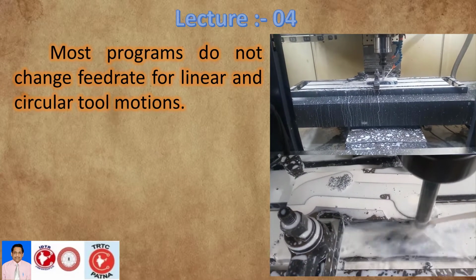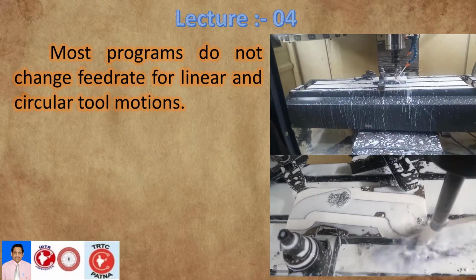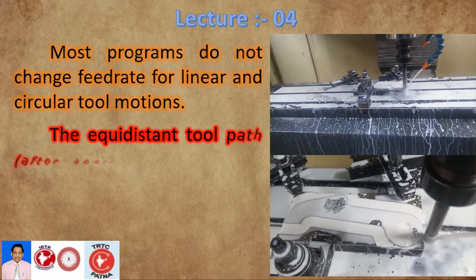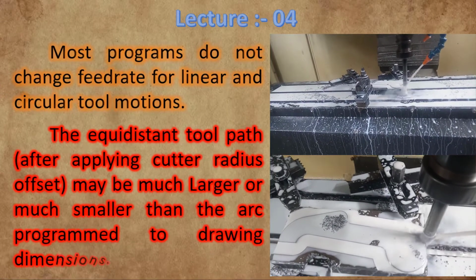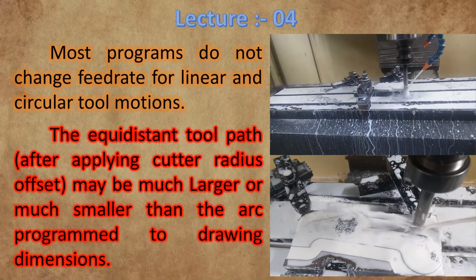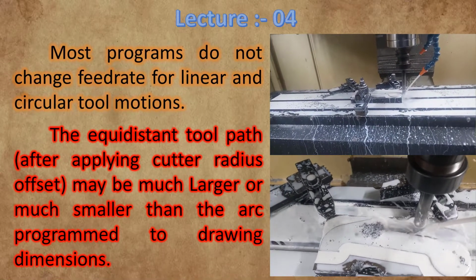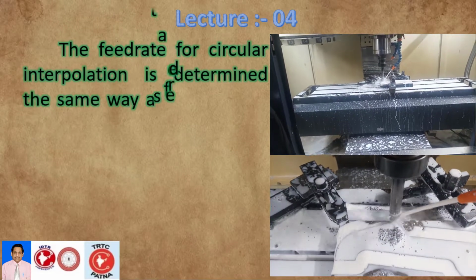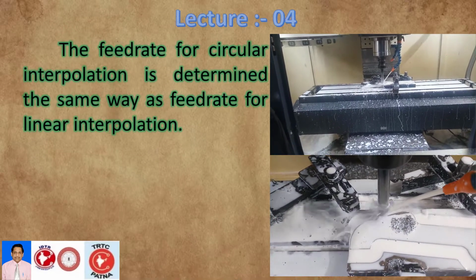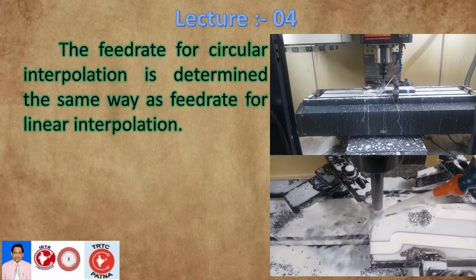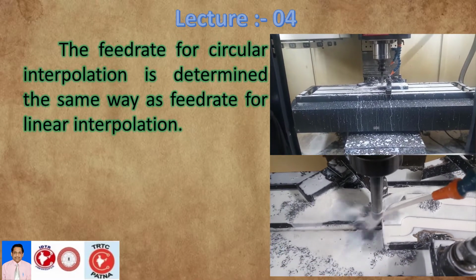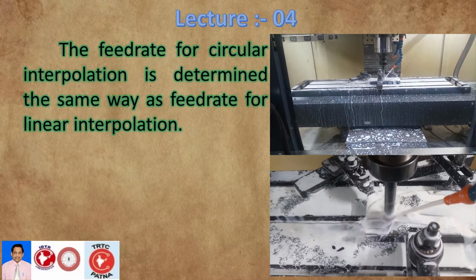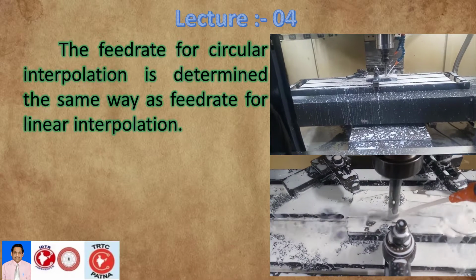The larger the cutter radius, the more reason the cutting feed rate for a programmed arc will need some correction. In case of arc cutting, the equidistant tool path after applying cutter radius offset may be much larger or much smaller than the arc programmed to drawing dimension. In most programs, the feed rate for circular interpolation is determined the same way as feed rate for linear interpolation. The cutting feed rate for arcs is based on established machining conventions. They include the work setup, material machinability, tool diameter and its rigidity, programmer's experience, and other factors.